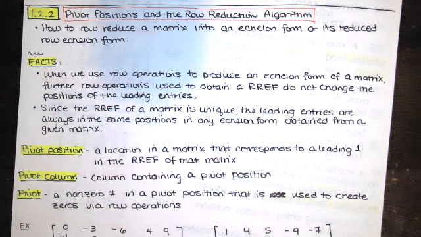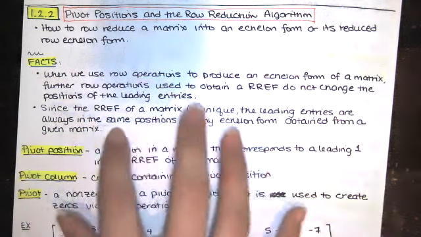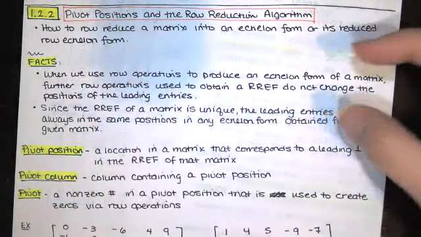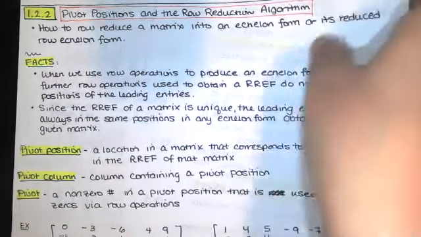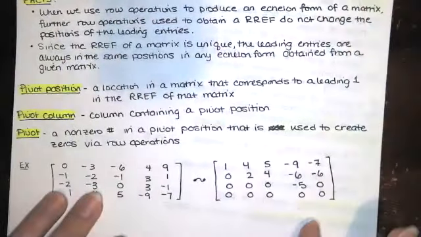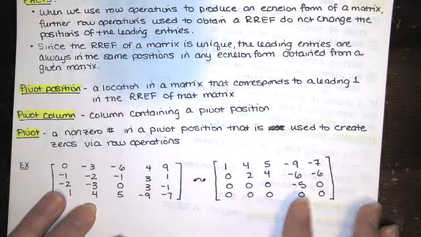When we use row operations to produce an echelon form of a matrix, the further operations that are used to go from an echelon form to a reduced row echelon form do not change the positions of the leading entries. To explain why that's intuitively true, I want to look at an echelon form of a matrix.